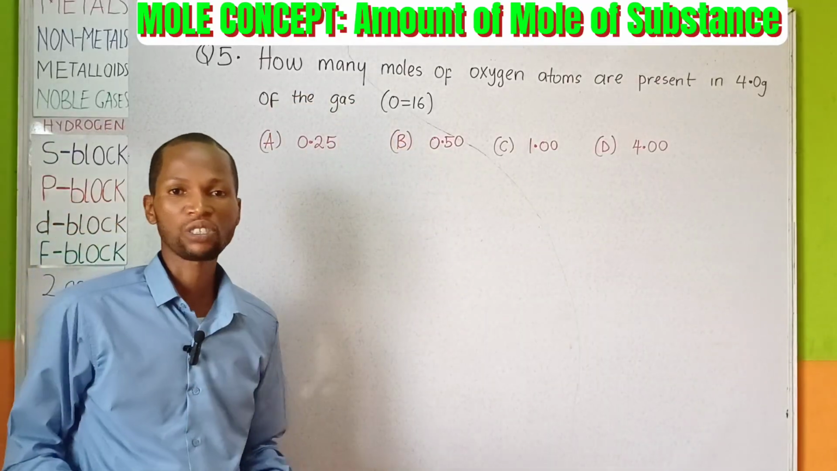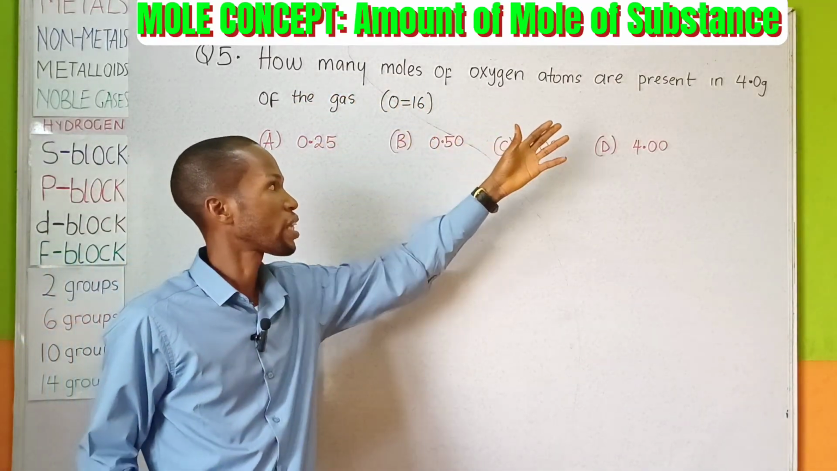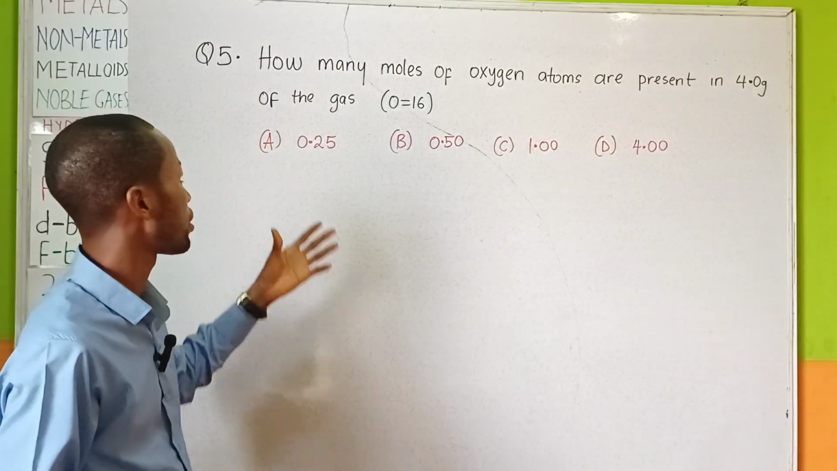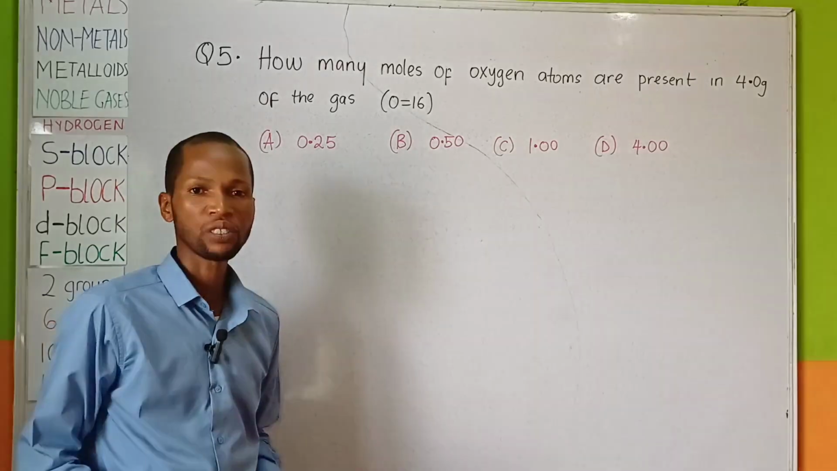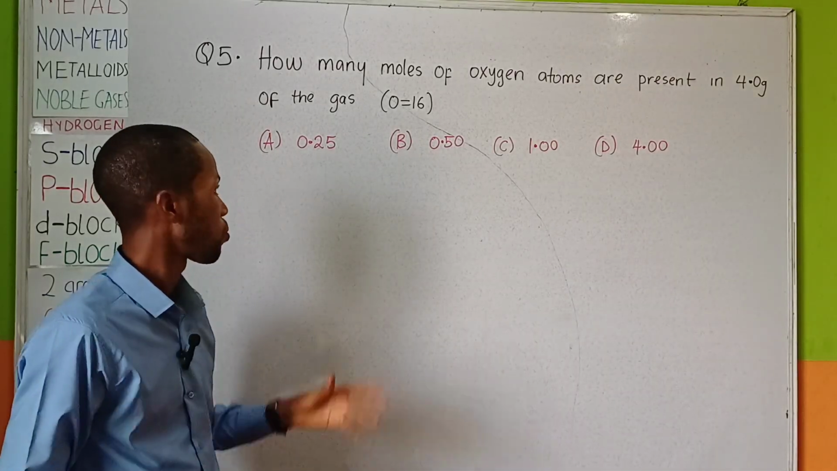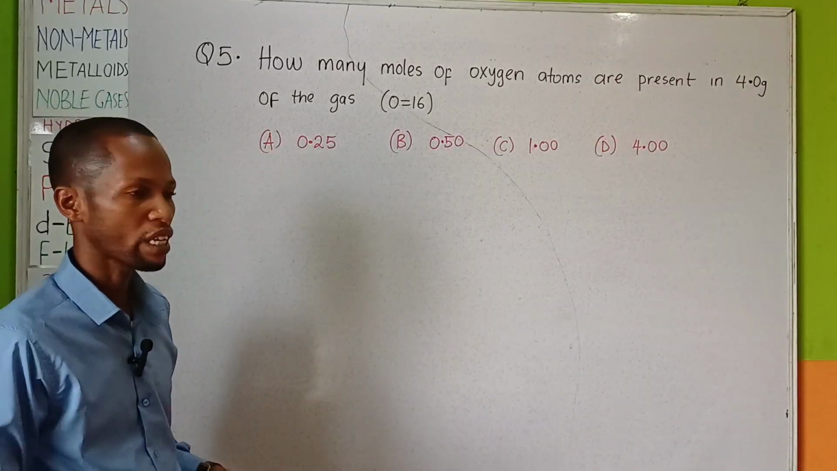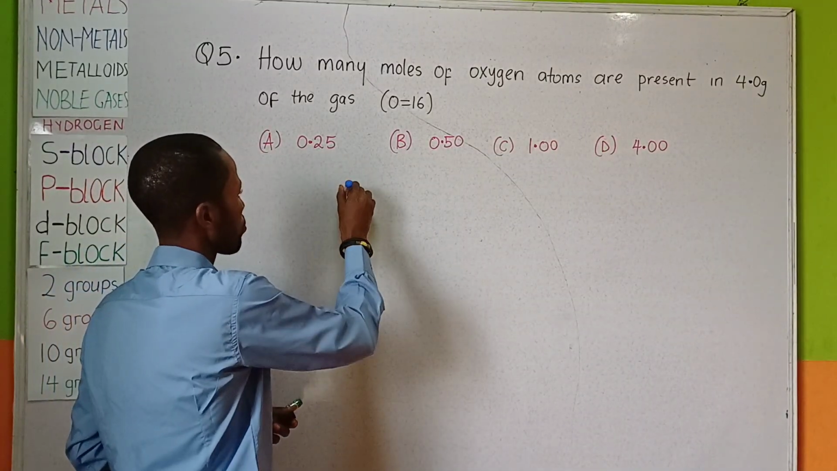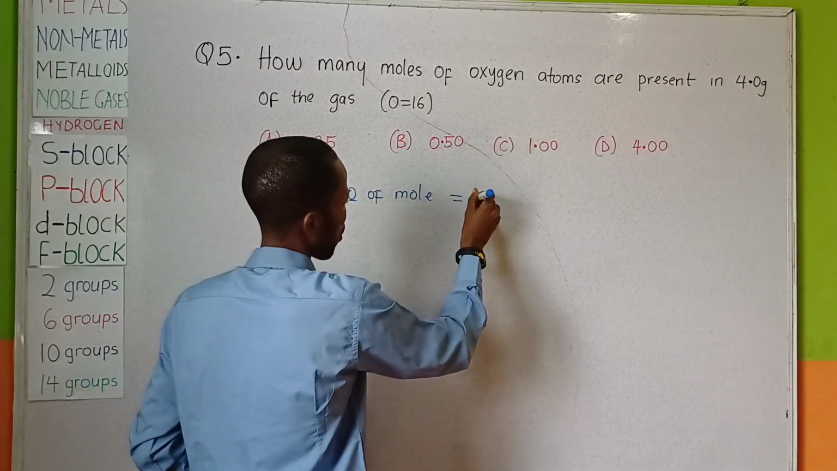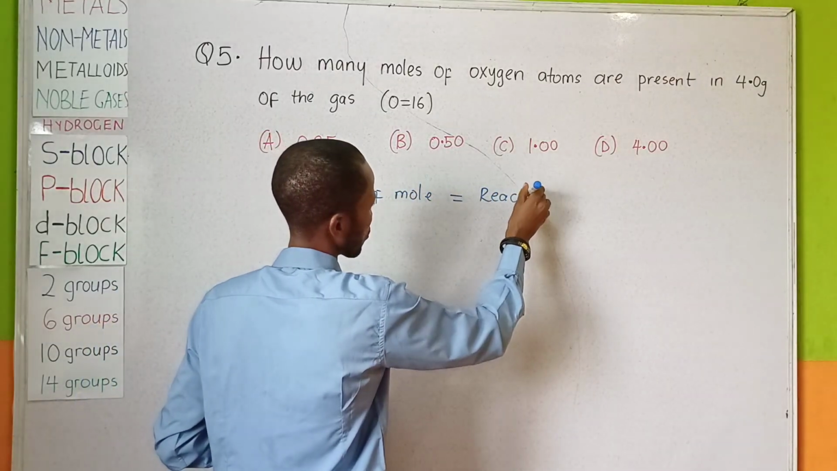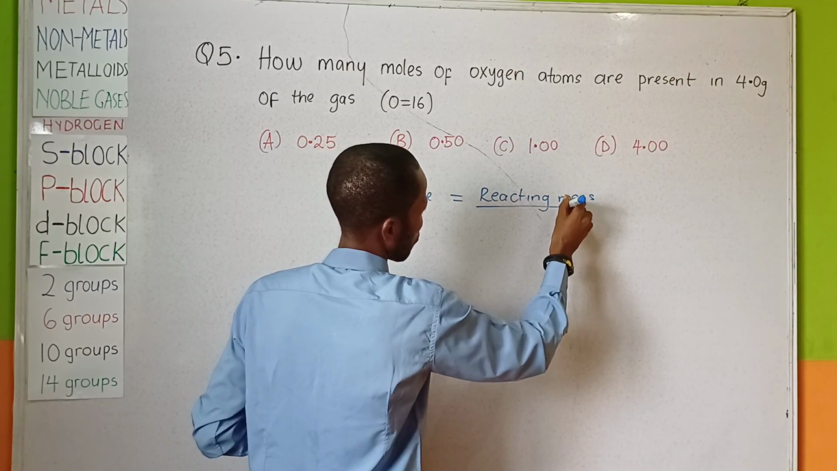This question is an extract from mole concept as well. How many moles of oxygen atoms are present in 4.0 gram of the gas? Given that the atomic mass of oxygen is 16, we have our options right here. From mole concept, we can deduce that the number of mole of a substance equals reacting mass over molar mass.